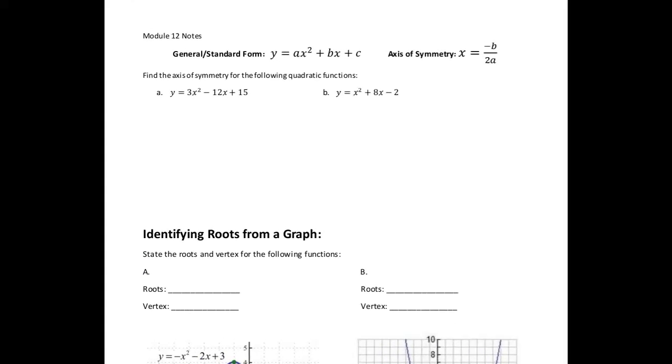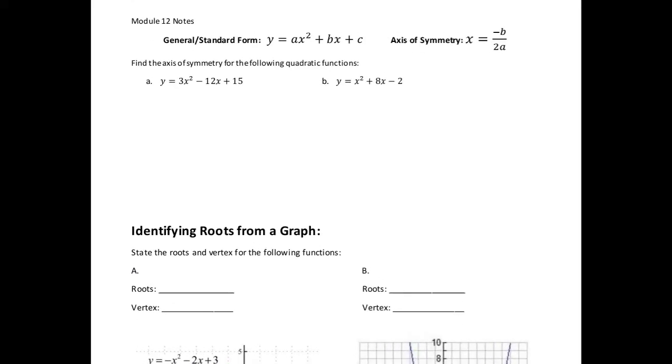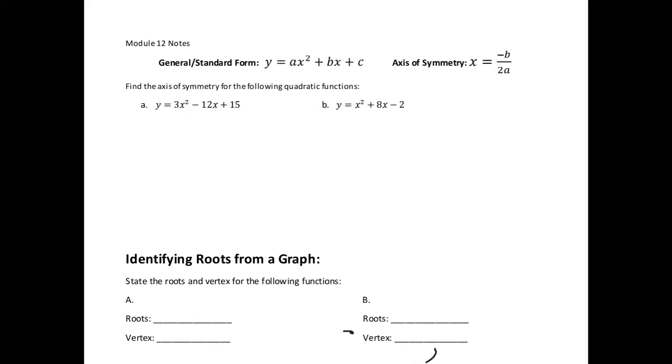More of the same. Find the axis of symmetry for the following. So here they give us general standard form and the form for the axis of symmetry. I like to put my ABCs down first. So give me the A. What's my A value? 3. Give me the B.